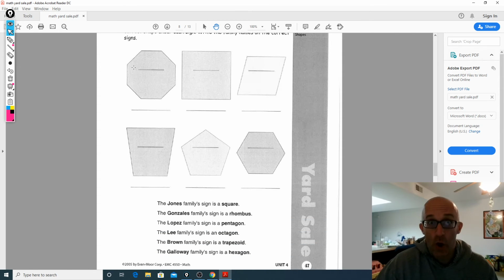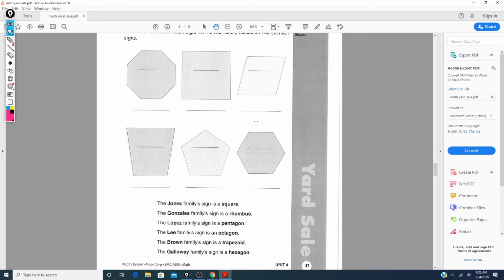I certainly hope, especially with the intervention work with shapes and dodecagons and all these kinds of shapes, that this should be simple and be done in about 30 seconds. On this, the Joneses family sign is a square. Which one is a square? The Joneses family sign is a square.